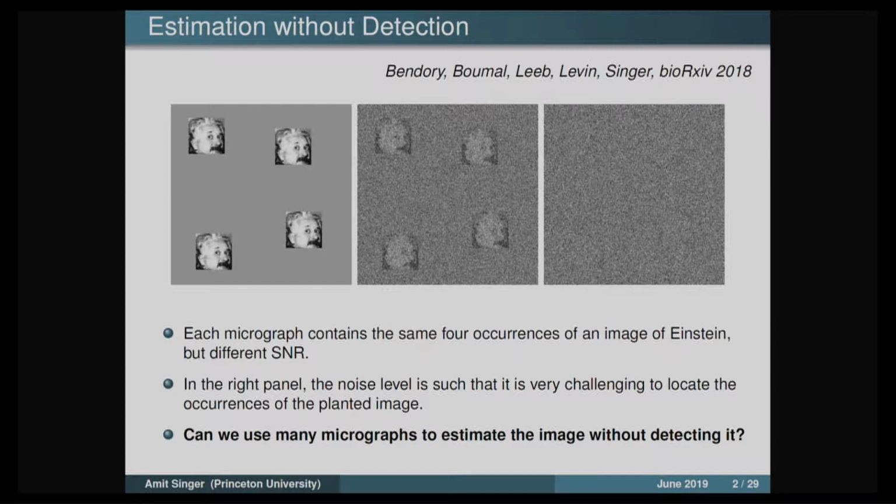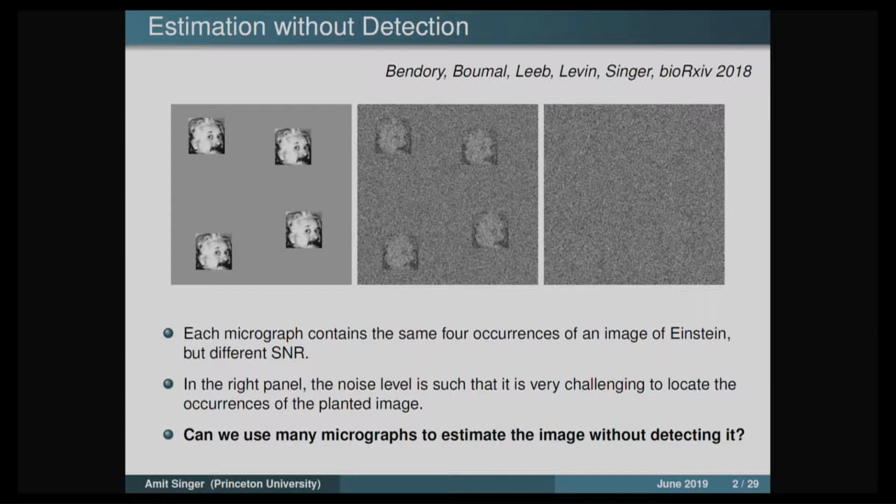In every such micrograph there are, let's say, a few images of Einstein, but in every micrograph maybe at different locations, not like in the first one. And because there is this repetitive signal that appears in all these micrographs, perhaps there is a way to do it. And I'm going to show you now that actually there is a very simple way to do it.